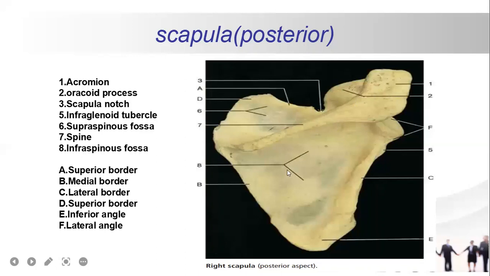We have number eight, infraspinous fossa. So number six is the supraspinous fossa. Then number eight is the infraspinous fossa.